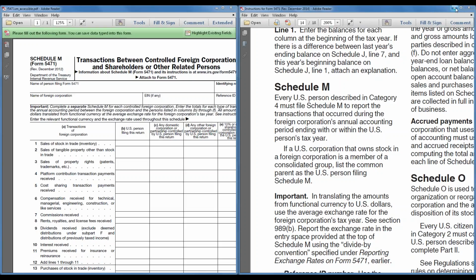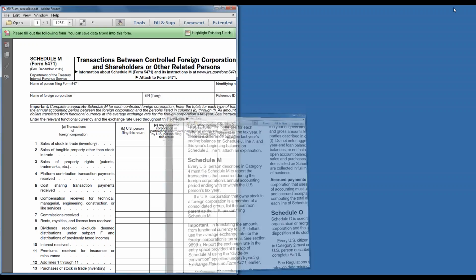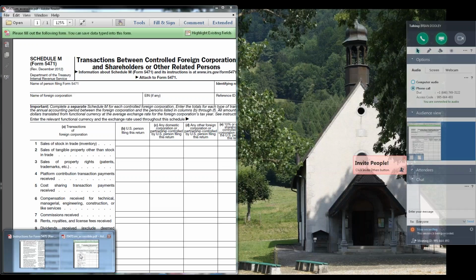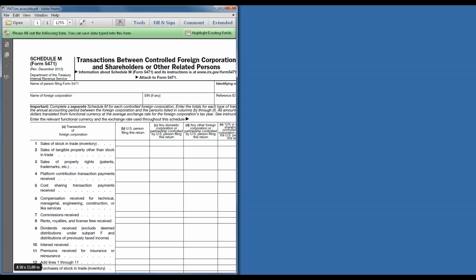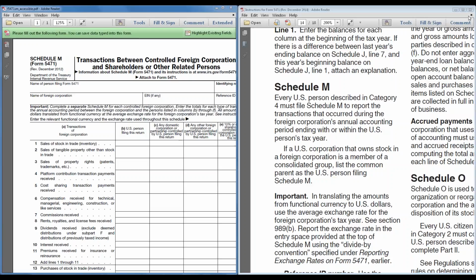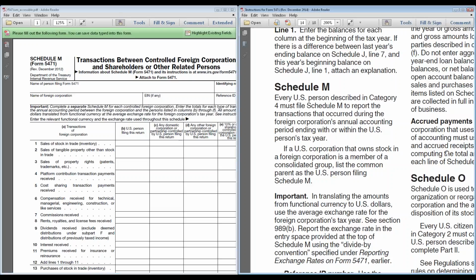Tax planning forms that you are ever going to find for international tax. You look at it a lot better. If I didn't hit the wrong button, hold on here. Okay. So this is Schedule M with the Form 5471.